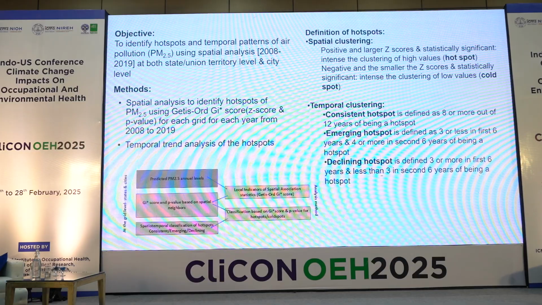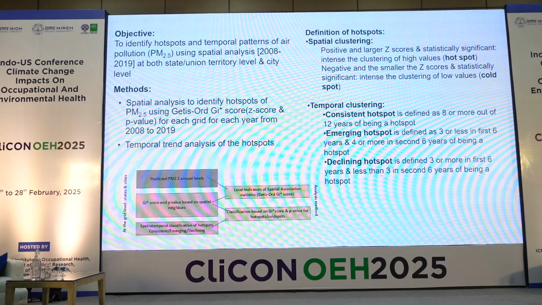So what we did here was to identify hotspots and temporal patterns of air pollution using spatial analysis. And what we defined here was that a consistent hotspot was 8 or more out of 12 years of being a hotspot. An emerging hotspot was defined as 3 or less in the first 6 years, or 4 or more in the second 6 years of being a hotspot. And a declining hotspot is defined as 3 or more in the first 6 years and less than 3 in the second 6 years of being a hotspot.